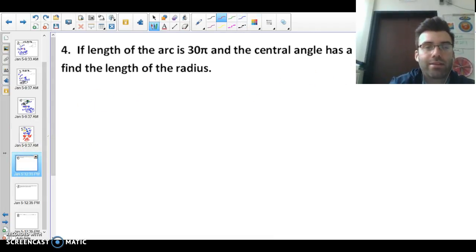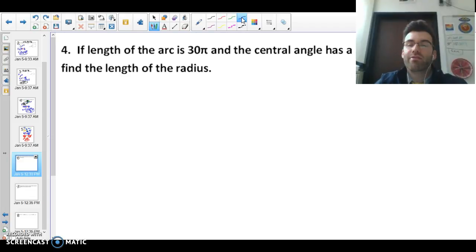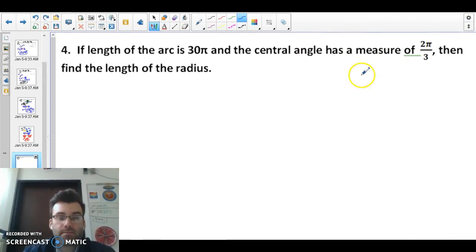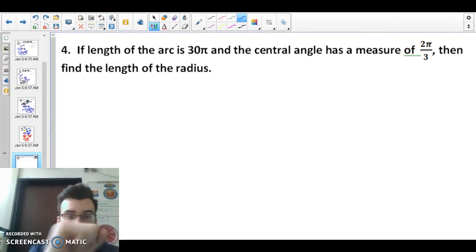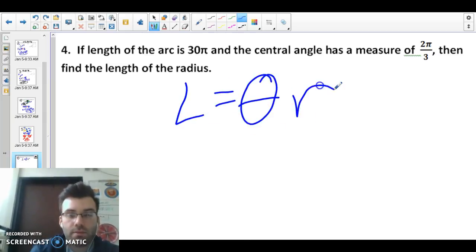If the length, so we're looking at arc length now. Now we have to figure out which formula we're going to use, the arc length formula in degrees or the arc length formula in radians. So how are we going to tell? If the arc length is 30 pi and the central angle has a measure of 2 pi over 3, then find the length of the radius. This angle here is in radians, so that tells me I'm going to have to use my arc length formula in radians, which is L equals theta times R.